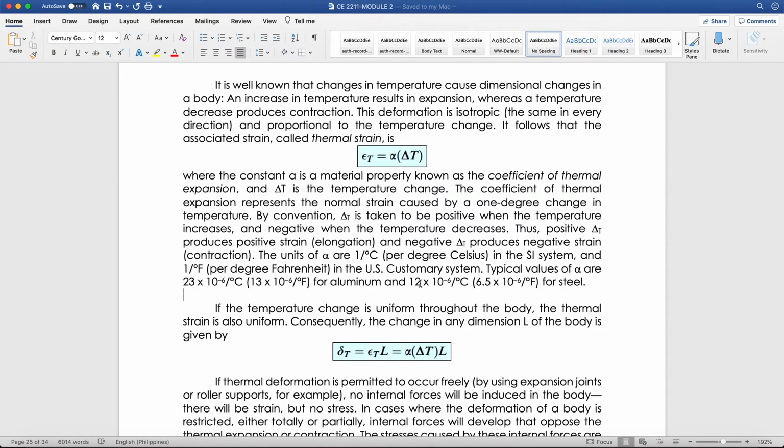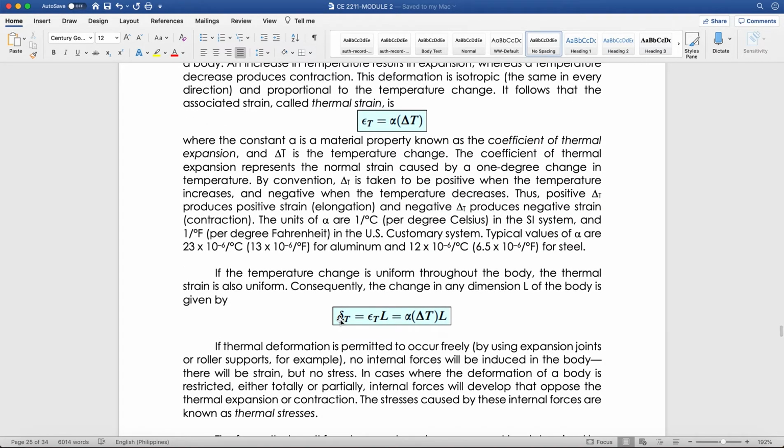For aluminum, it is aluminum, and for steel, it is 12 times 10 raised to negative 6 per degree Celsius, or 6.5 times 10 raised to negative 6 per degree Fahrenheit. So the deformation due to temperature is equivalent to the thermal strain times the length. And we know that the strain due to temperature is equivalent to alpha times delta T. Therefore, delta T is equivalent to alpha times delta T.